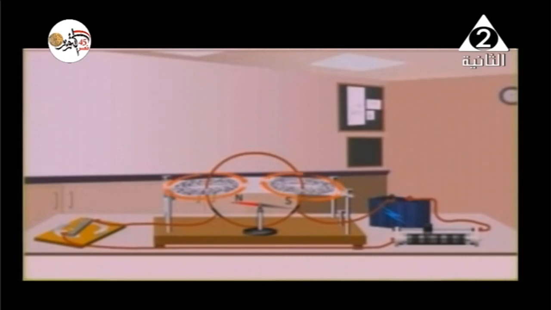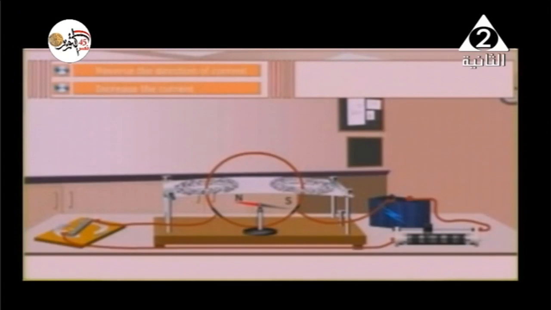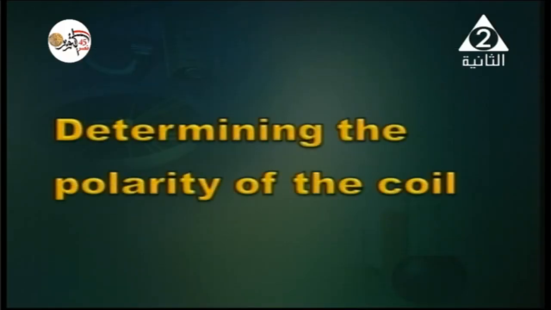And the coil acts as if it has a north pole on one face and a south pole on the other. The magnetic flux at the center of the coil, as I said, is straight and is perpendicular to the plane of the coil. And now determining the polarity of the coil. What does it mean, determining the polarity? It means knowing which face acts as a north and which acts as a south pole.